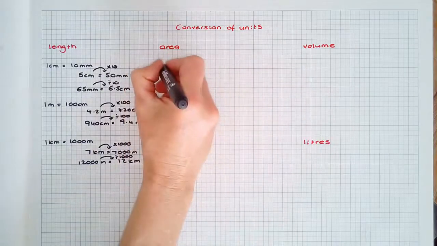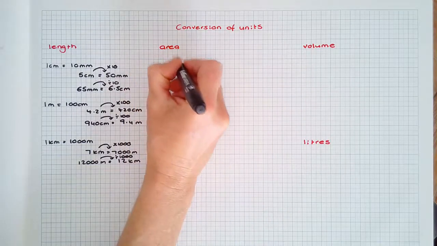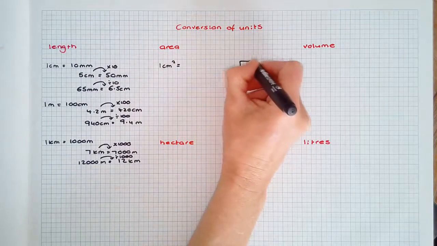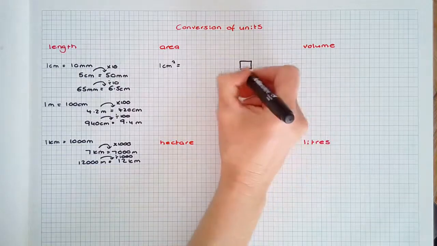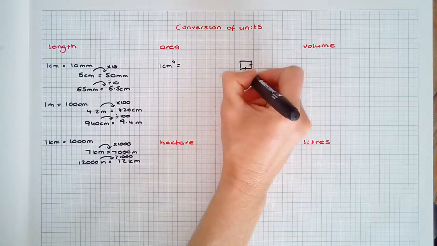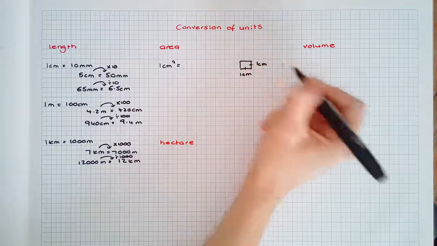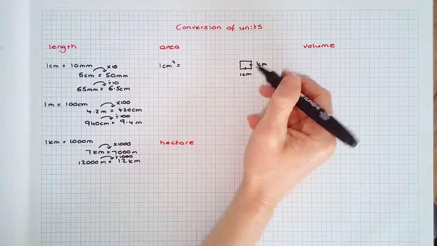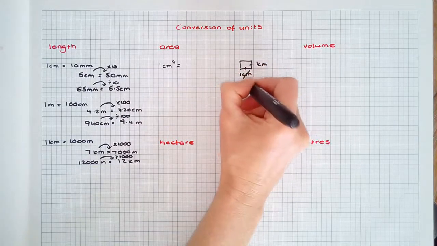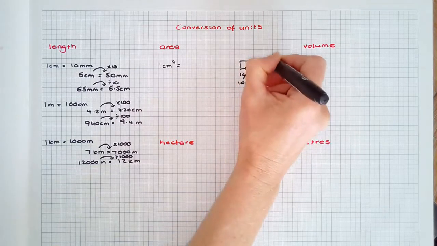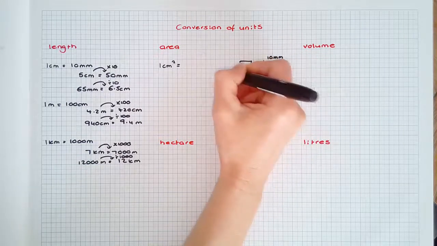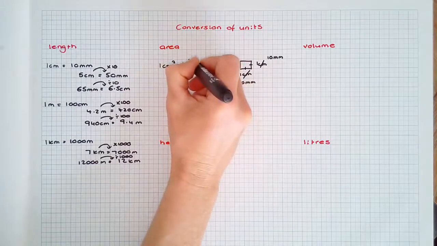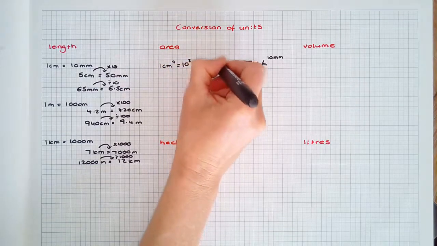Let's now think about what 1 centimetre squared equals in millimetres squared. Thinking of a square, we would have the dimensions of 1 centimetre by 1 centimetre. Now, if we wanted to convert 1 centimetre squared into millimetres, each side would become 10 millimetres. Therefore, we would get 10 squared millimetres squared, which is 100 millimetres squared.